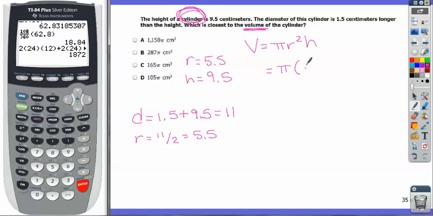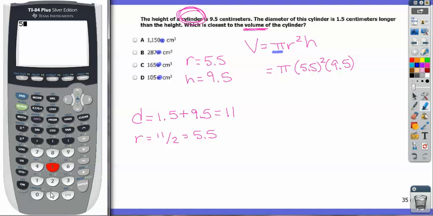Pi times 5.5 squared times height, which is 9.5. Now, one of the other things I always look for here, especially as soon as I saw pi was in my formula, is pi sitting in my answers. If it is, I can leave it out when I actually do the calculations. So I can say 5.5 squared times 9.5.